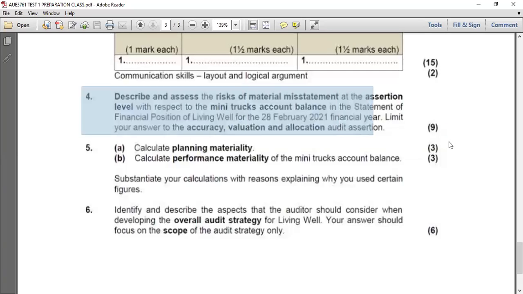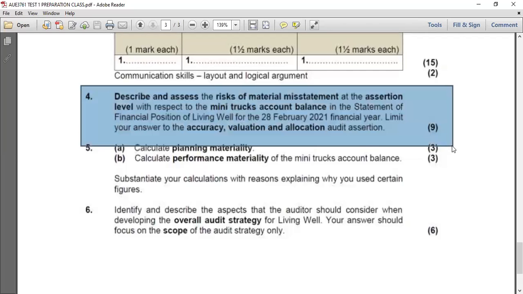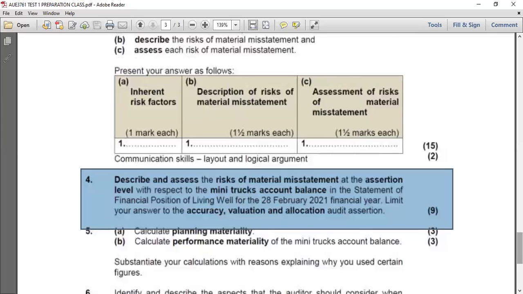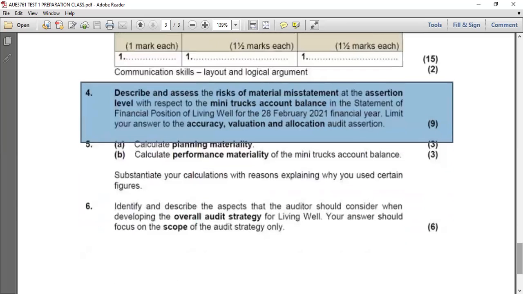Then this one at the assertion level with respect to mini trucks. Now we are looking at the trucks themselves. Right, did we do this one? Number 4. Or we didn't do it. So this one I will do properly. So number 3, please, you can just refer to the previous recording. Right. Then number 4. So we'll start to do in detail from number 4.